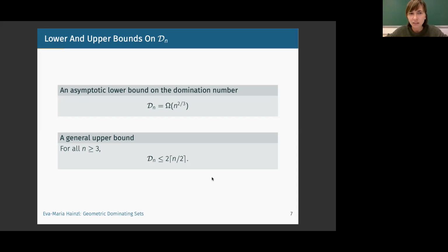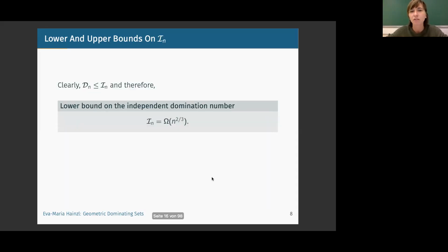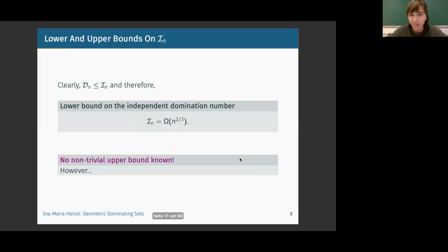For the independent domination number, we just know the lower bound, because any dominating set without collinear triples is just a dominating set. So In is bounded by Dn. And so the lower bound for Dn also holds for In. And for an upper bound, we have no non-trivial upper bound. We just have as an upper bound 2n.